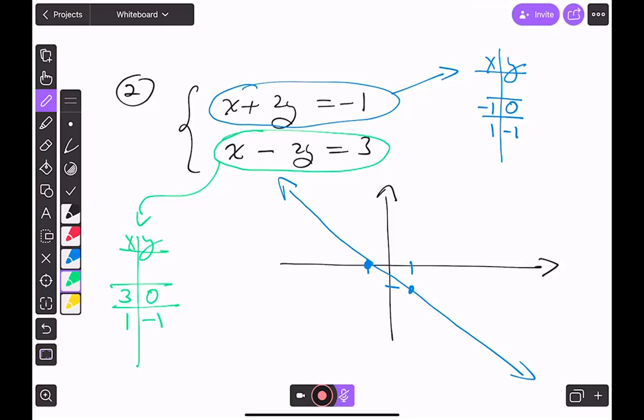So 3, 0. All right, and then 1, minus 1. Let me draw that in for you. Now, did those two lines intersect? And they appear to intersect at this point over here, which is 1, minus 1. So I'm going to put my answer down now. And what's the answer going to be? I believe 1, minus 1.